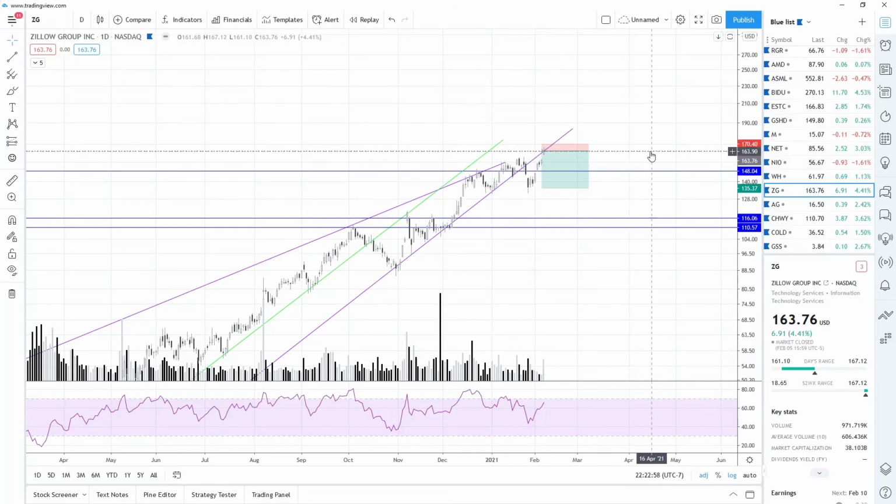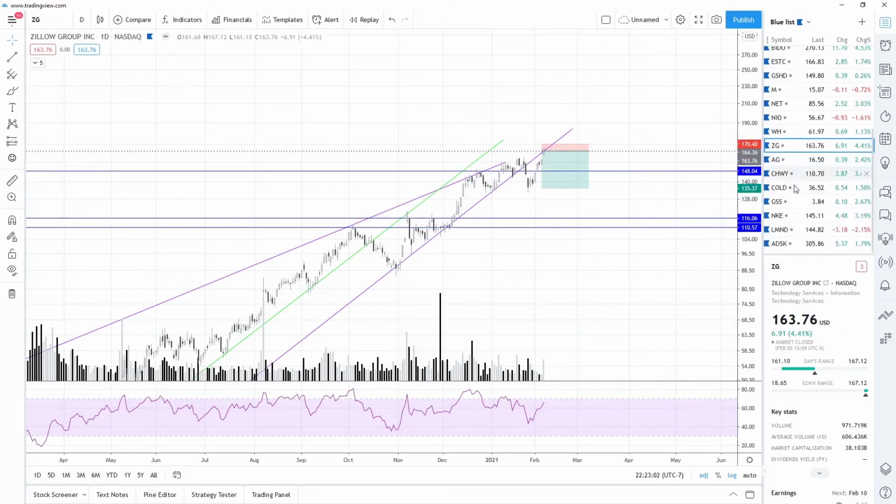So right now would be the area to be short. If it falls a bunch, well, I wouldn't add to my position if it suddenly gapped down.